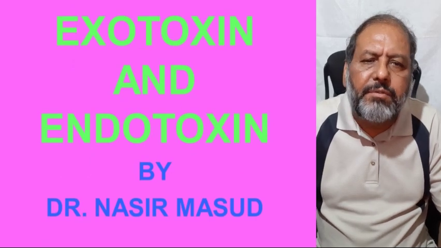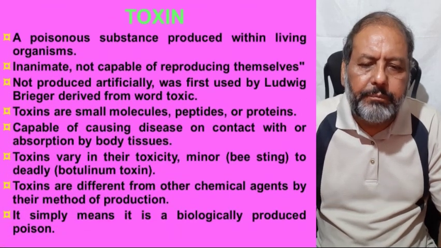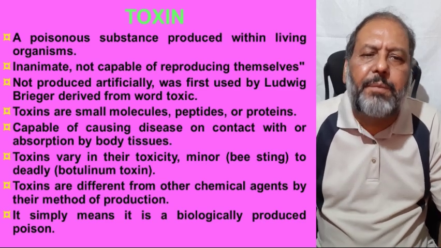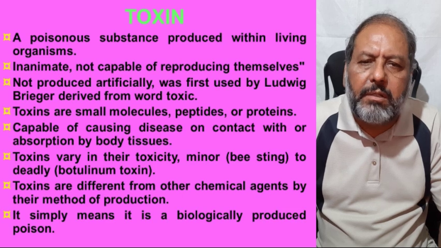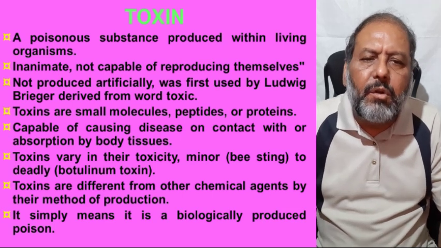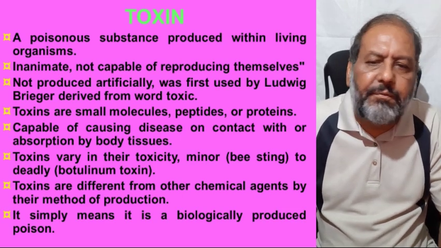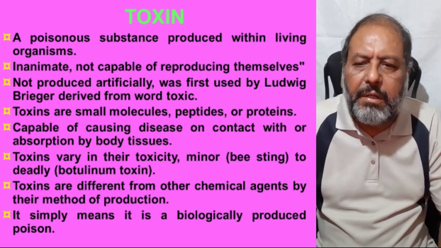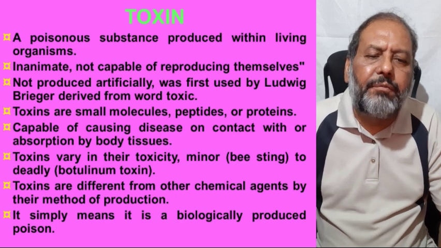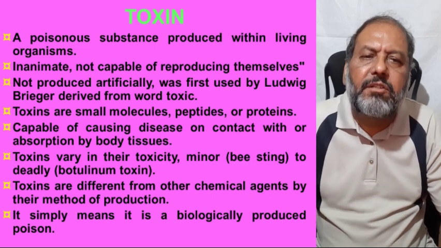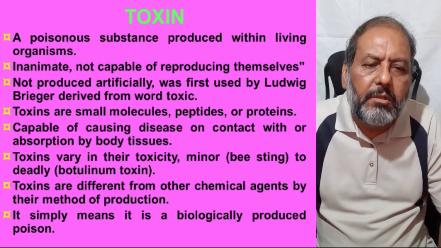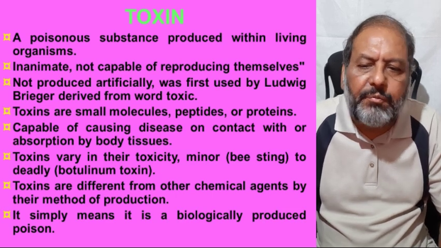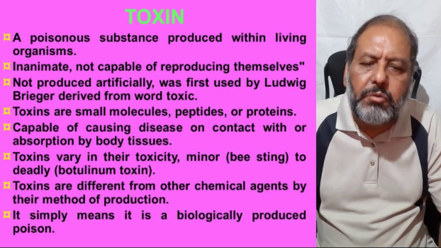The topic of today is exotoxin and endotoxin. First, what is a toxin? A toxin is a poisonous substance produced within a living organism, inanimate, not capable of reproducing themselves, not produced artificially. The term was first used by Ludwig Brieger, derived from the word toxic. Toxins are small molecules, peptides, or proteins. They are capable of causing disease on contact with or absorption by the body tissues.